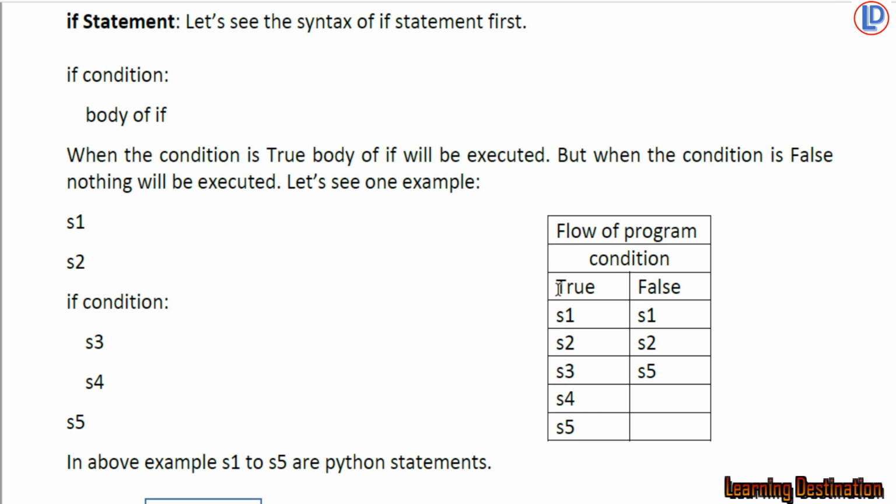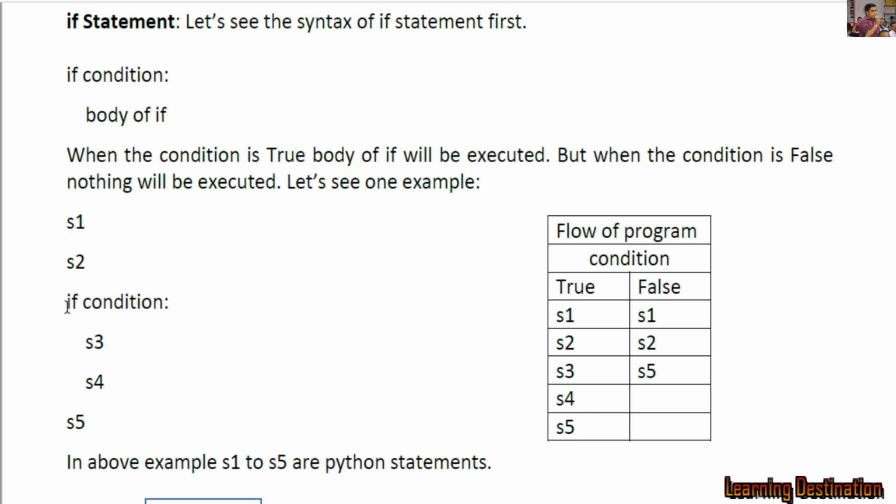So suppose the condition is true. Condition means the condition with the if is true. So if the condition is true, what all statements are going to execute, that is what we are going to understand here. So s1, s2 will be executed because they are not under the condition, so they will not follow if, they will be independent, they will be executed always whether the condition is true or false.